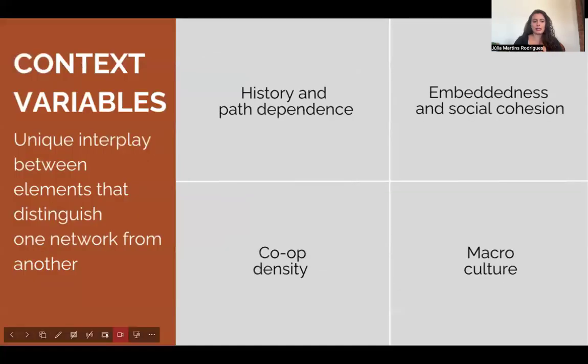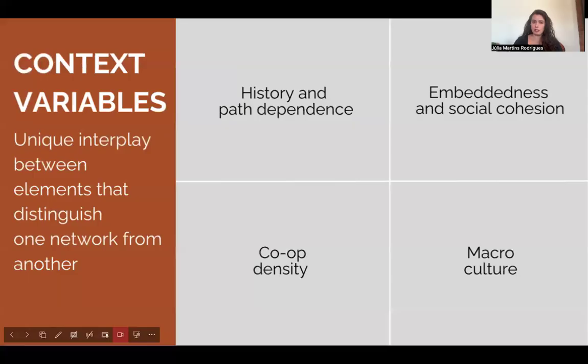As I mentioned in the beginning, the first four categories, the what, why, who, and how, remain fairly stable across different cooperative economies. However, we need a way to capture the fluid and adaptable aspects of different economic environments. That's why context variables form a category of their own. Context variables refer to the unique interactions between elements that set one network apart from another. Regional cooperative economies are distinctive in how their elements interact.